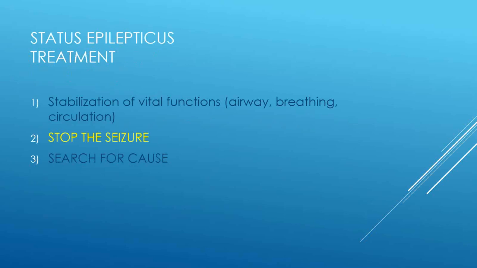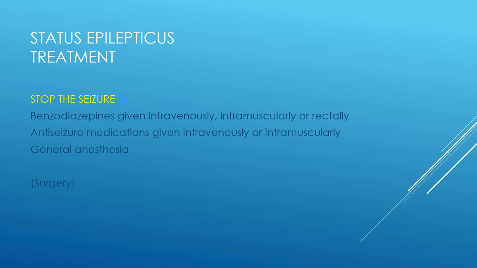The treatment of status epilepticus starts with stabilization of vital functions. That's why it's very important for family and friends to know CPR and resuscitation techniques, so that they can maintain airway, breathing, and circulation at the beginning of the status epilepticus. It is also extremely important to stop the seizure, then search for the cause and try to treat the underlying cause and improve treatment of seizures. But because of this effect of the electrical activity of the brain on the survival of brain cells, it is most important to stop the seizure. And that is done with medications.